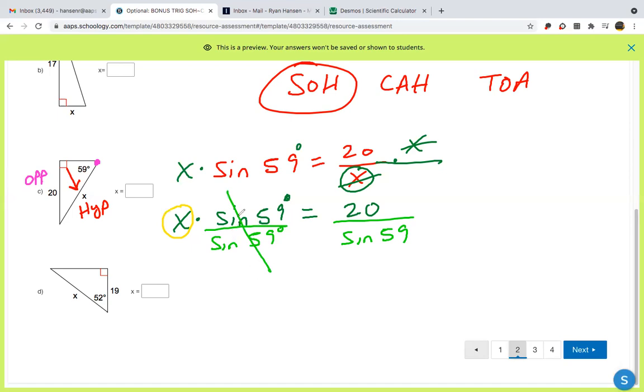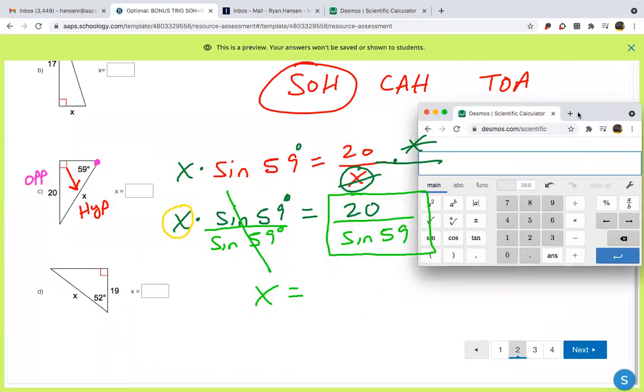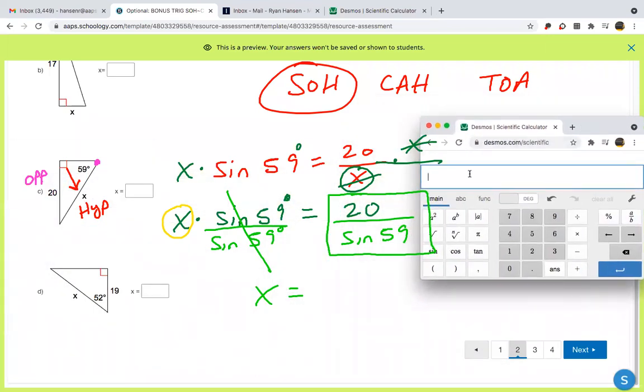So you've got 1 times x is your 1x equals, and over here, you have this expression, which is fractional. It's 20 divided by sine 59. 20 divided by sine 59. So let's drag over our trusty Desmos calculator into the mix here. And I'm going to literally press 20 divided by, I hit the backslash, sin 59.